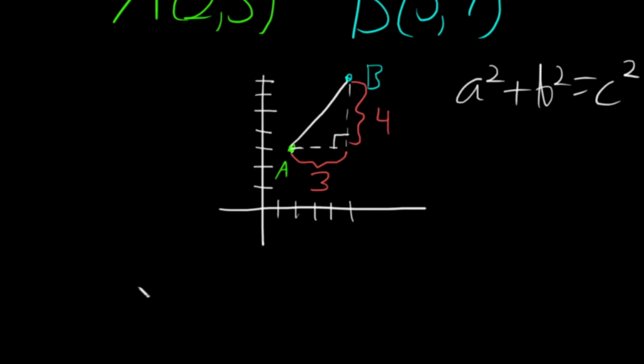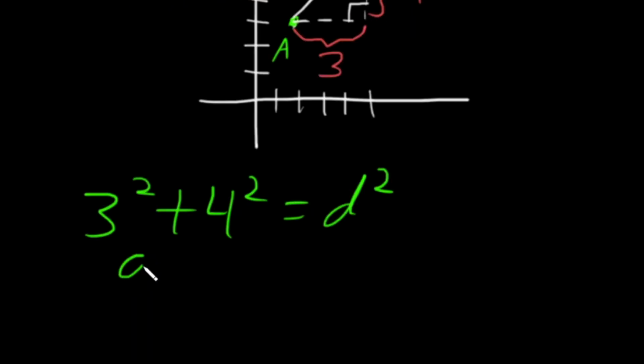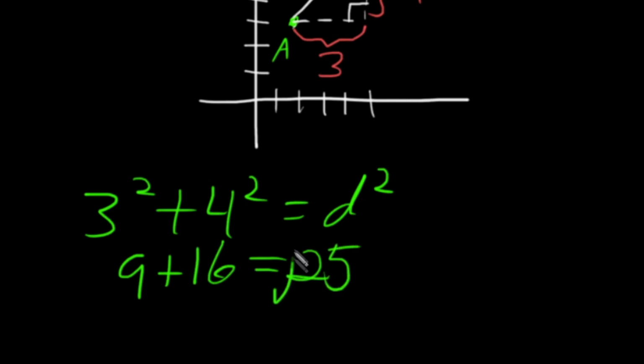The first side, 3, squared, plus the second side, 4, squared, is going to give us the hypotenuse squared. We'll call it d squared for now to represent distance squared. 3 squared is 9, plus 4 squared, 16, gives us 25. And then we need to square root the 25 to get our final result of 5.